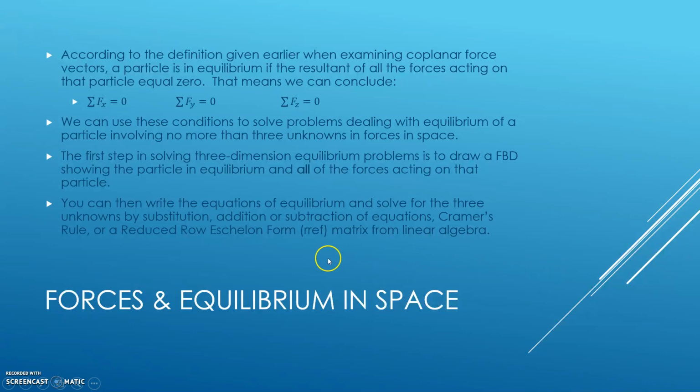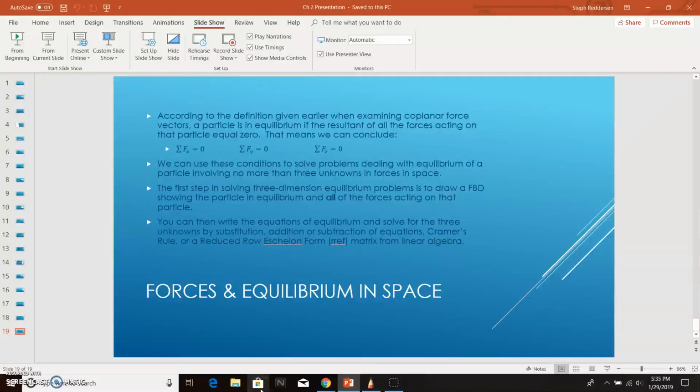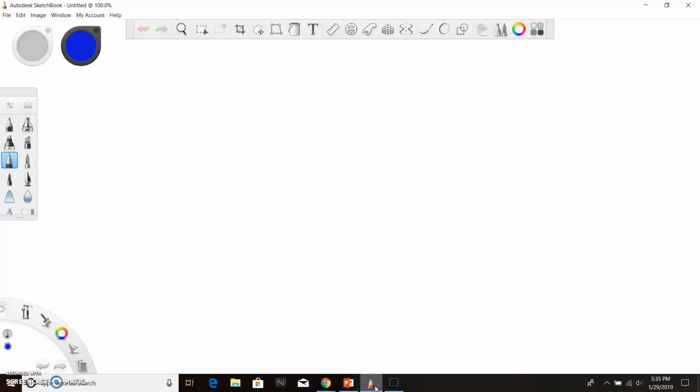Okay, so let's see how this is all going to work. We are going to look at sample problem 2.9. In your book, it is on page 61. And let's go back to our black pen.